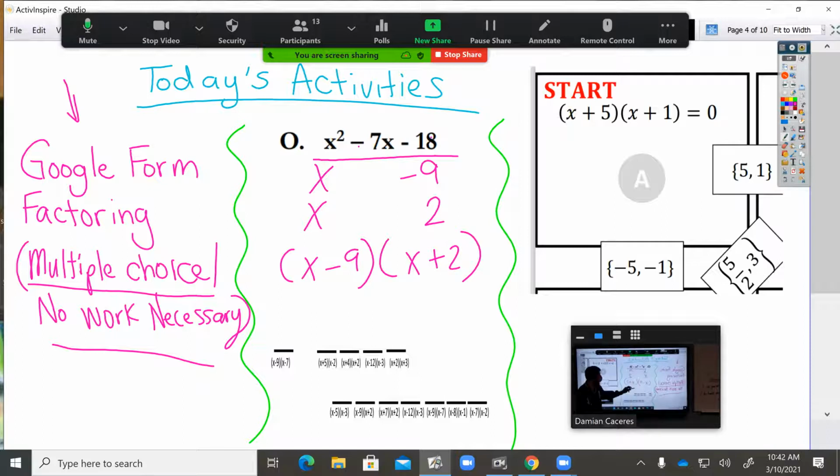Now you're going to use the zero product property and get the solutions, but what you're trying to do is match these factors to one of these answer choices down here. So we have x minus 9, x plus 2, which is right here. That's where the O goes. That's the whole point of doing the activity, to find out what it spells at the end.